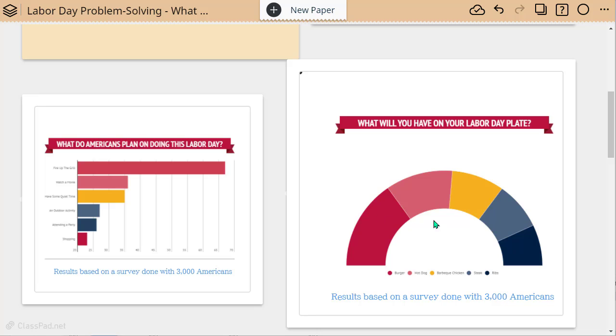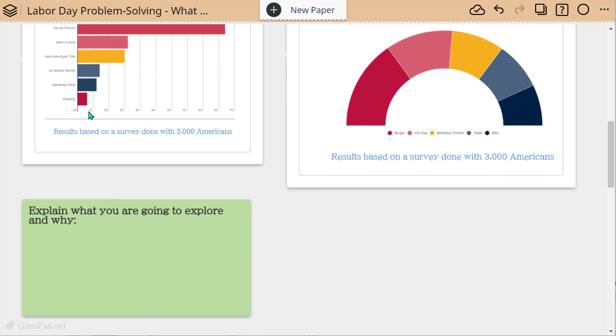How many are eating burgers? How many are eating chicken? Barbecued chicken or ribs, right? So can we figure that out? Can we extrapolate? So I would focus on this. And so notice in this activity, they get to pick what they want, but they do have to explain what are you going to explore and why did you choose that? And now let's see your exploration.